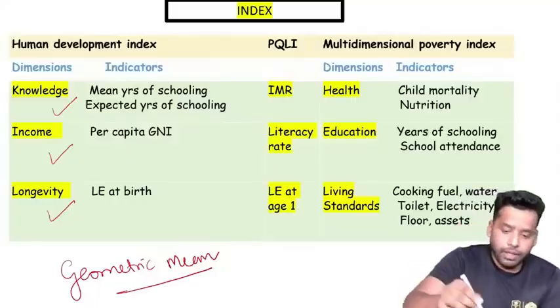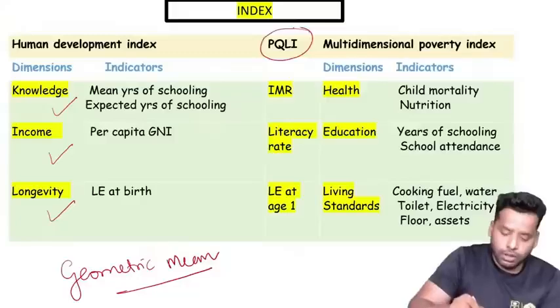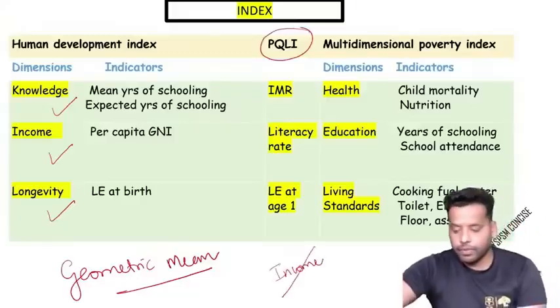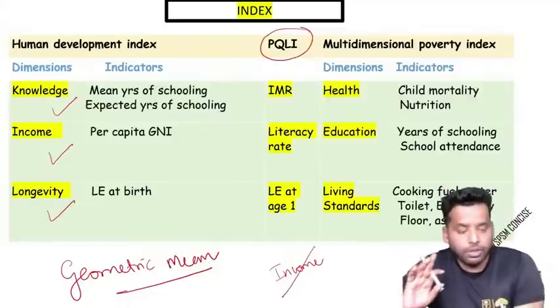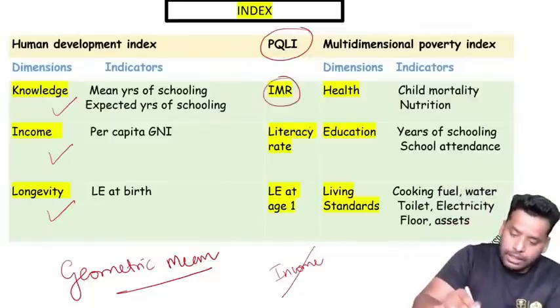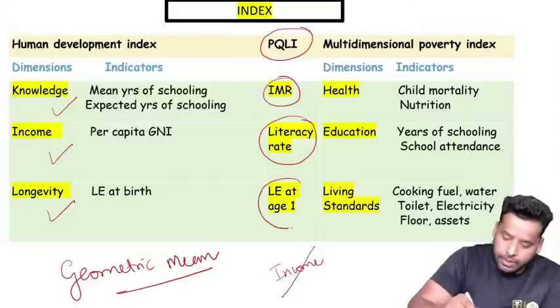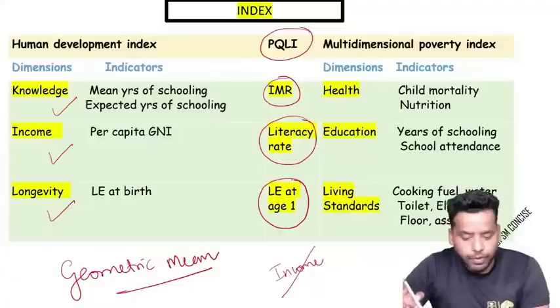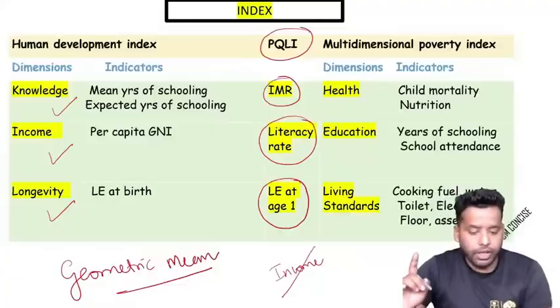Kill. PQLI, income is not included. Always keep in mind, income is not considered. What are the other three things? IMR, literacy rate, life expectancy from age 1.